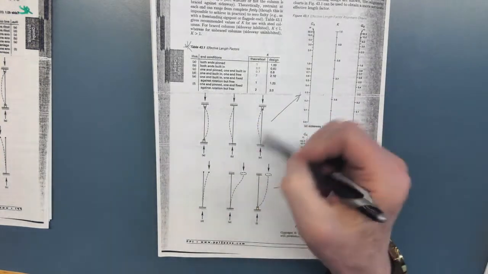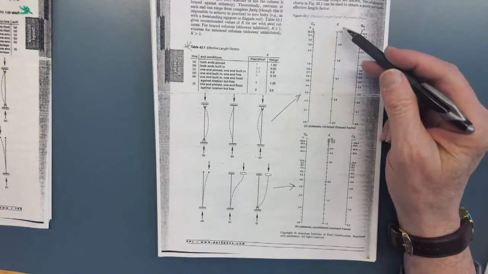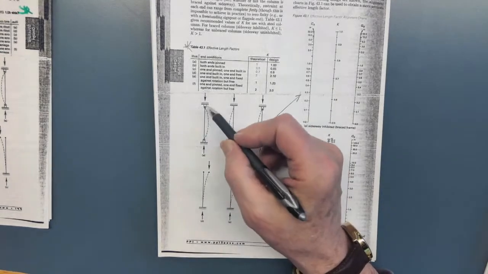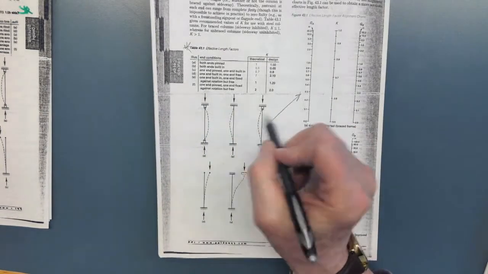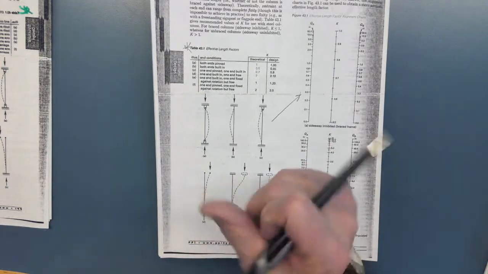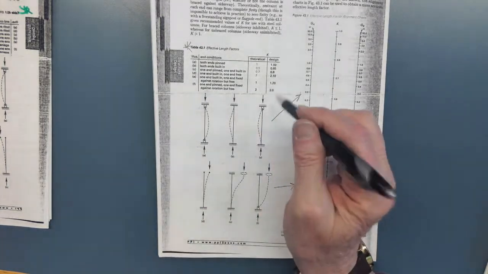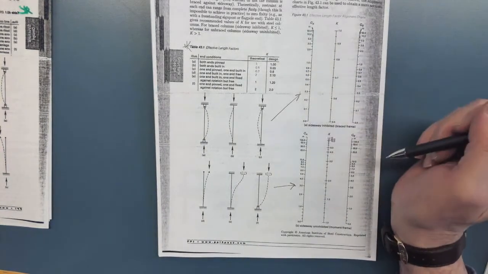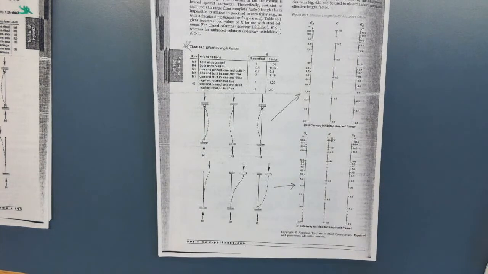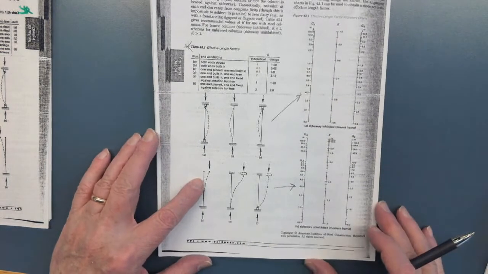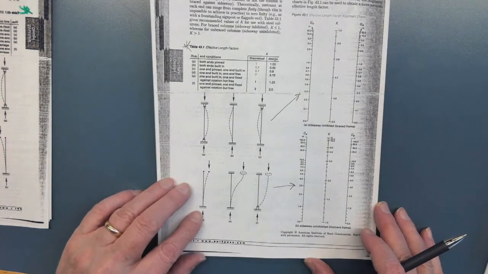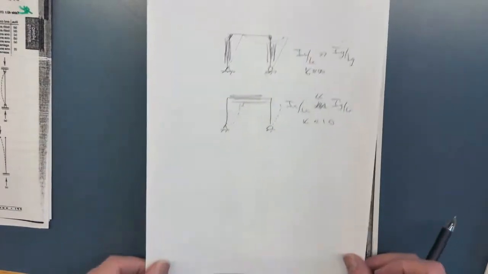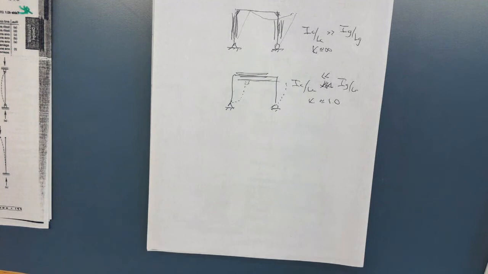For these three at the top, there is a nomograph which can be used. The critical thing is that the top has not displaced with respect to the base. The top hasn't moved, the bottom hasn't moved, and all of the effective length factors are between 0.5 and 1.0. Another situation is that the top of the column moves with respect to the bottom of the column.